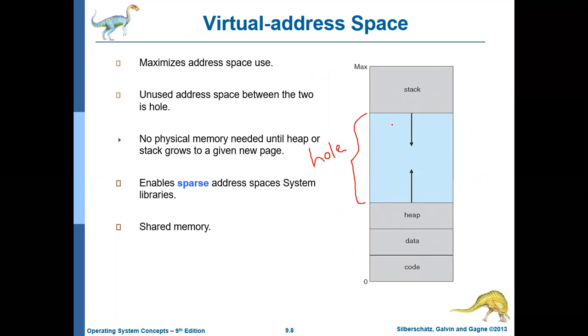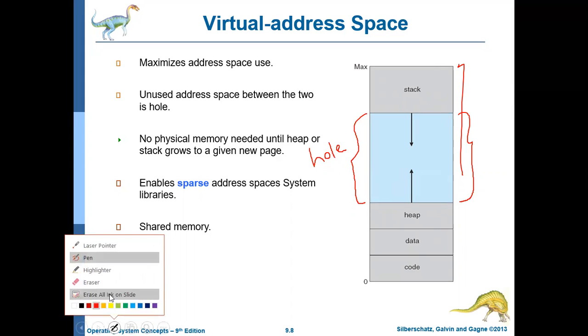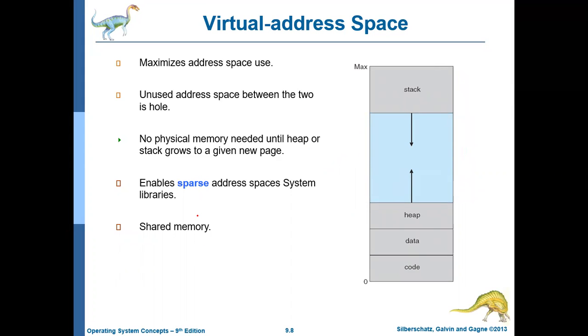If heap and stack do not grow, then obviously this memory will not be required, so it will not be allocated. Initially these pages will not be brought into the main memory. Only the pages corresponding to the minimum stack, minimum heap data and the code will be brought into the main memory. Depending on whether the heap or stack grows, the respective pages will be brought into the main memory. This part of the virtual address space between stack and heap is called holes.